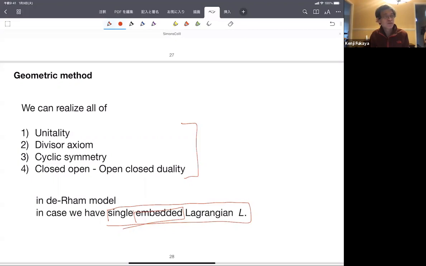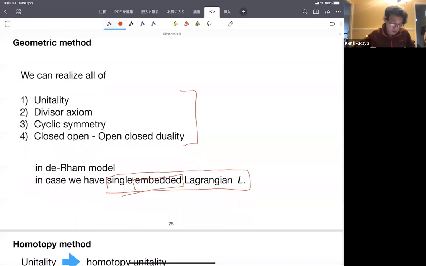Maybe I can just rewrite it, but the idea is the same. So we can just do that kind. I'll explain a bit, but we can just do that kind of business to realize this whole symmetry by this geometric method. That's a happy case in this single Lagrangian case. Before going to the other case, I want to go to this homotopy method.